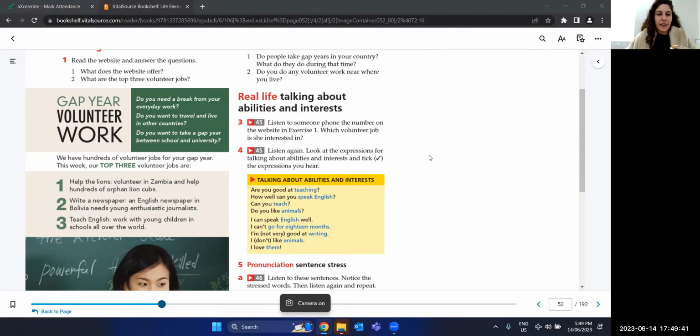Okay, so we don't need to repeat the conversation, but which volunteer job was the woman interested in? Yeah. So number 1, helping the lions. She was interested in helping the lions in Zambia, in Africa, because she loves animals.